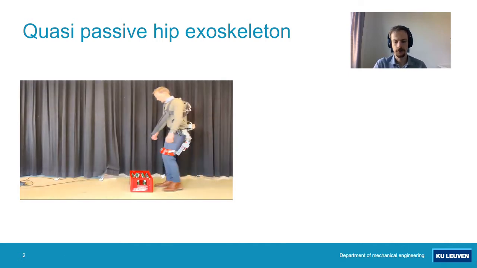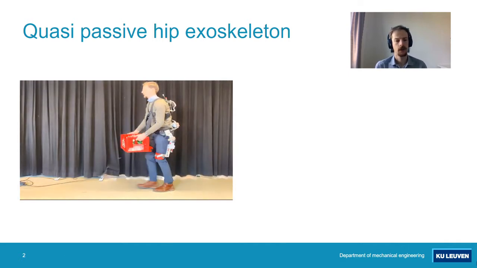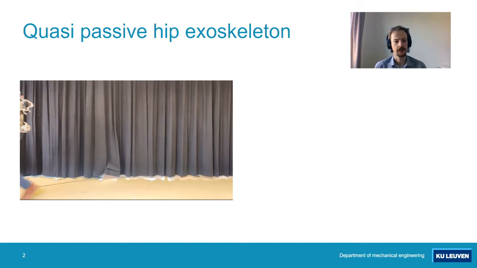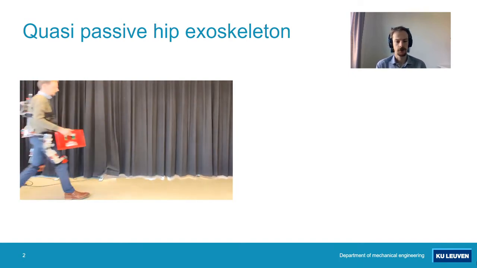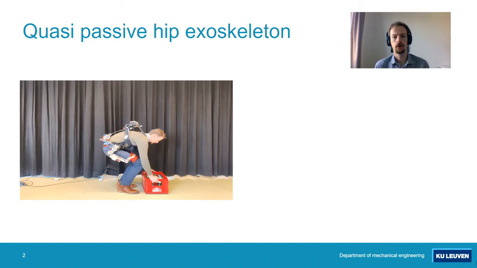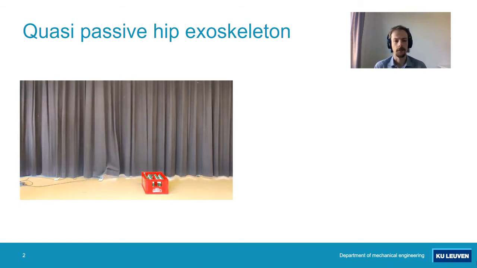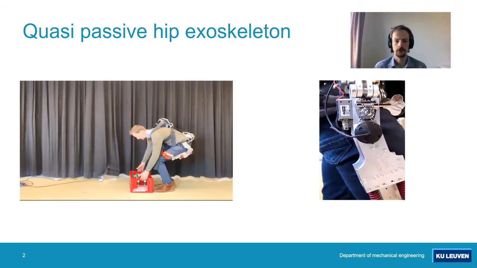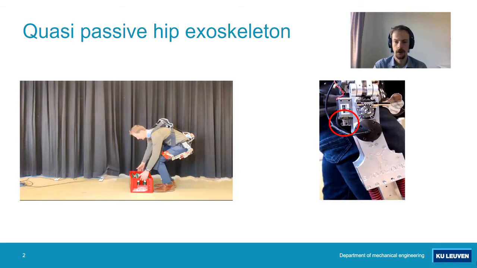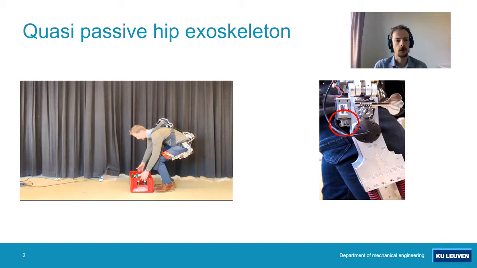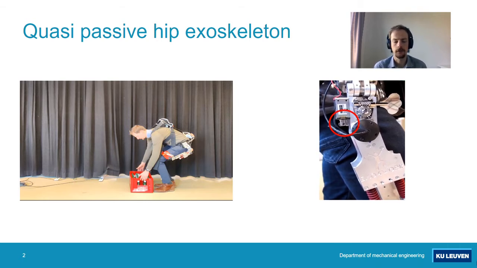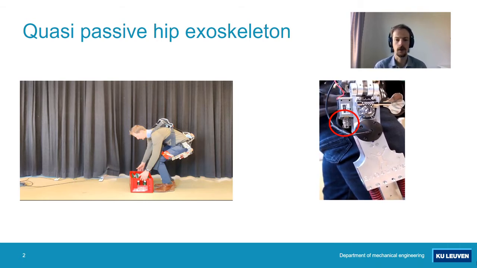In the video, you see me wearing the exoskeleton. This exoskeleton provides an extension hip torque such that it can support users when picking up objects from the ground. The support is provided by a parallel spring mechanism mounted on each side of the exoskeleton. However, we call this exoskeleton a quasi-passive hip exoskeleton because the parallel spring mechanism can be actively engaged or disengaged using a solenoid mounted on the side of the exoskeleton as well.